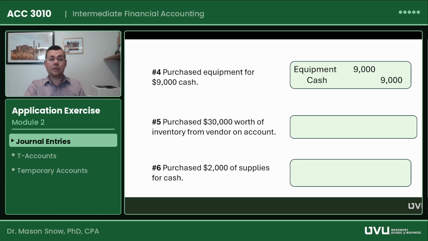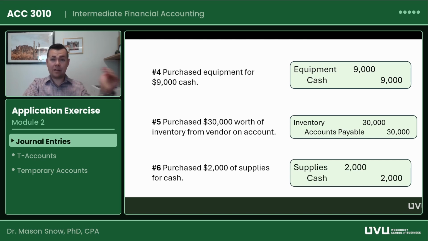Number 5, we're making a purchase, but this time we're purchasing inventory and we're doing so on account. So we will debit our inventory for $30,000, but because we have not yet paid the cash for this purchase, we credit a liability account, accounts payable. Number 6, purchasing $2,000 of supplies for cash. That's the same song and dance with number 4. Debit an asset, credit cash.